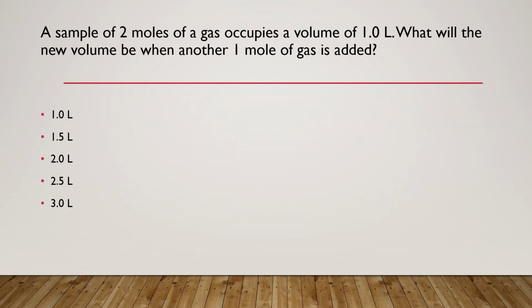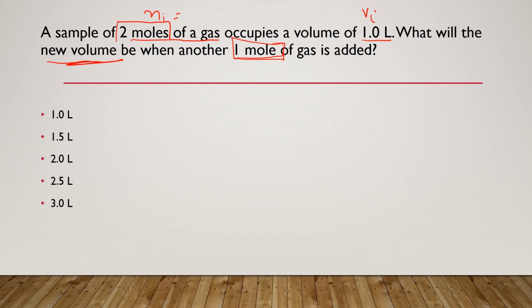A sample of 2 moles of a gas occupies volume 1.0 liter. What will be the new volume when another 1 mole of gas is added? So it means our starting number of moles is equal to 2, and our initial volume is 1.0 liter. And we want to find the final volume. The final number of moles is, we started with 2 and 1 mole is also added to it, so therefore the final number of moles will be 3.